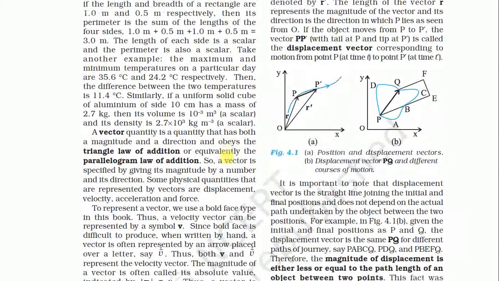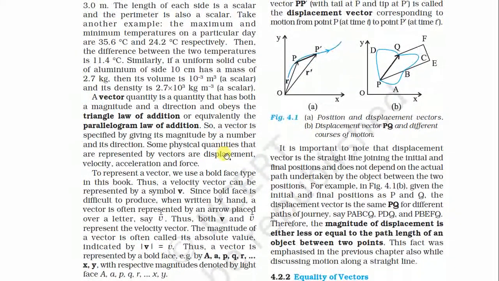Now see here, to represent a vector we use a bold face type in this book. This is V. Suppose the symbol of velocity is denoted by bold V. Since bold face is difficult to produce when written by hand, a vector is often represented by an arrow placed over the letter, say V bar or V with a vector arrow. Thus both bold V and V vector represent the velocity vector.